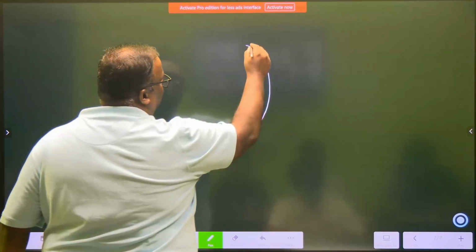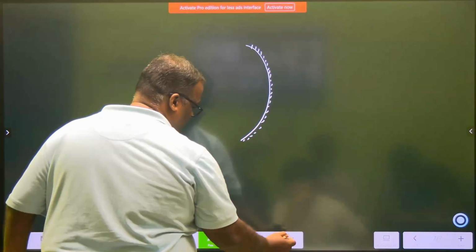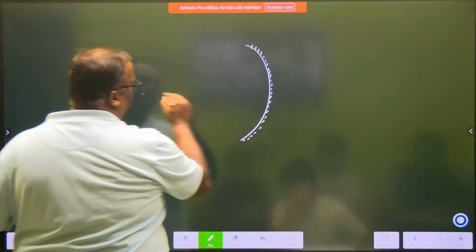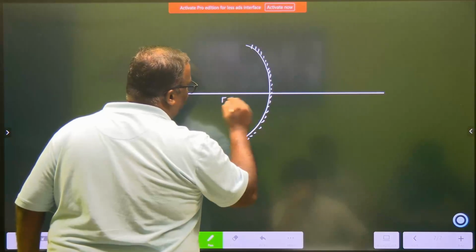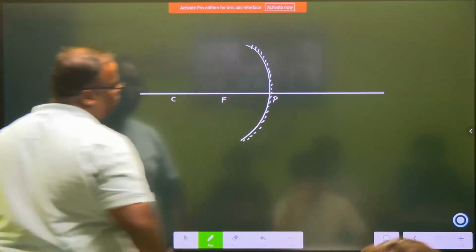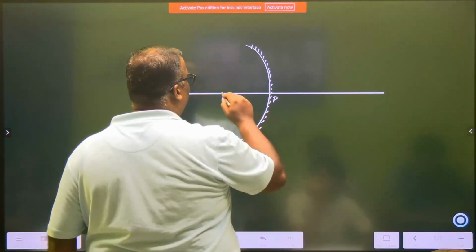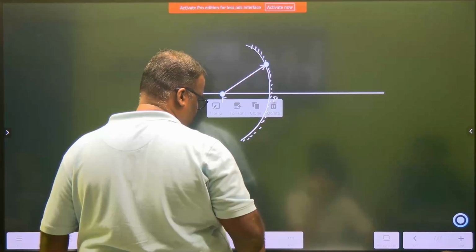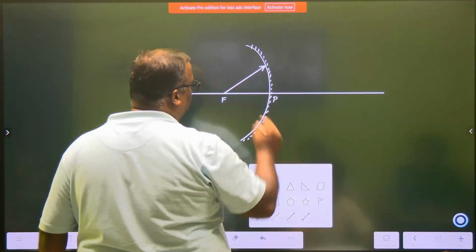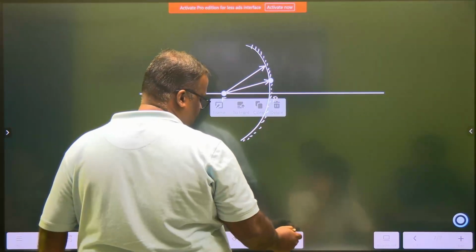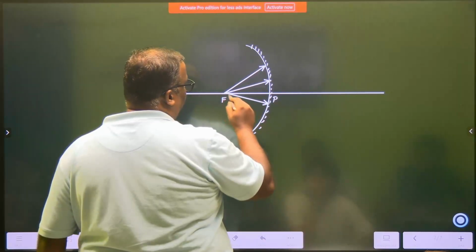I have a concave mirror, right? And let's see, this is my principal axis. Okay, this is just for understanding. This is my focus, this is my pole, and this is my center of curvature. Imagine, children, that I have rays which are coming out of the focus. A ray comes out of focus. Another ray comes out of focus. Another ray comes out of focus. Another ray comes out of focus.